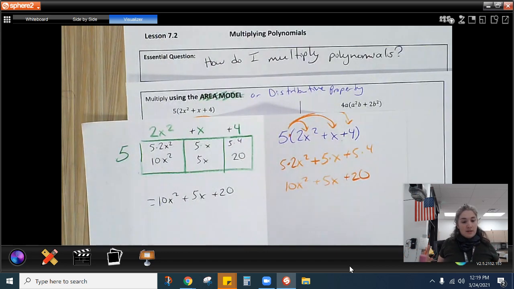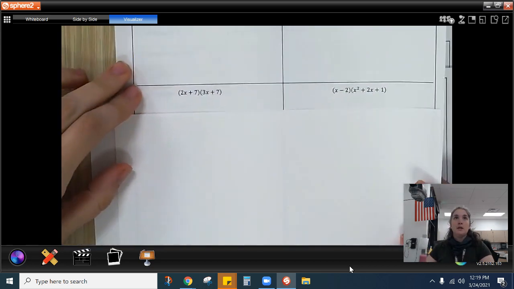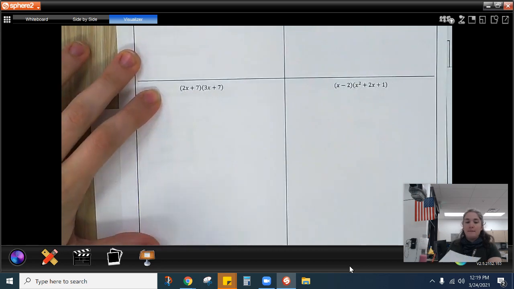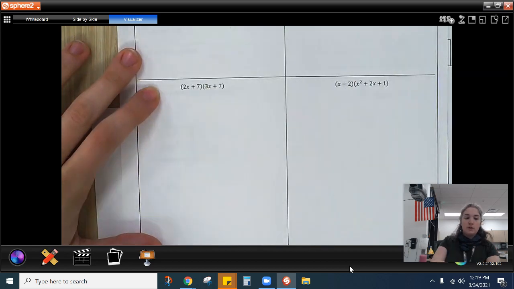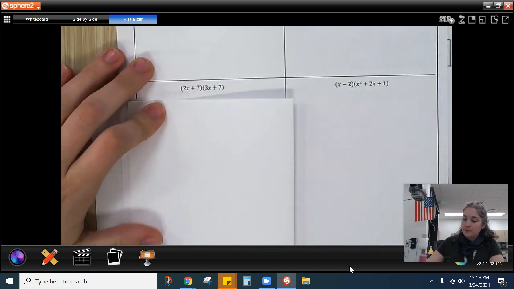Let's take a look at some other examples of this, because oftentimes we will have a binomial times a binomial. Well, what does that look like? It looks something like this. So we've got 2x plus 7, and we are multiplying that by 3x plus 7. I'm going to do the distributive property, okay? I'm also going to show you, because this is kind of weird, I'll show you the area model. Wasn't going to, but I will.